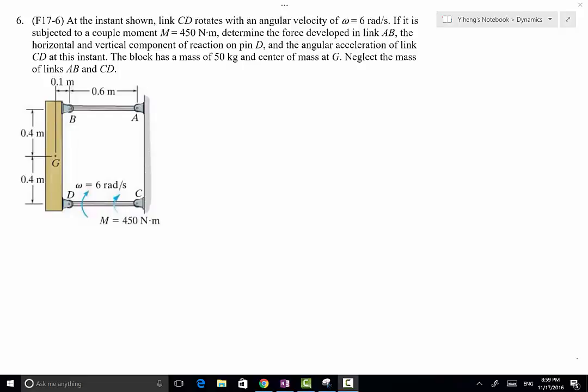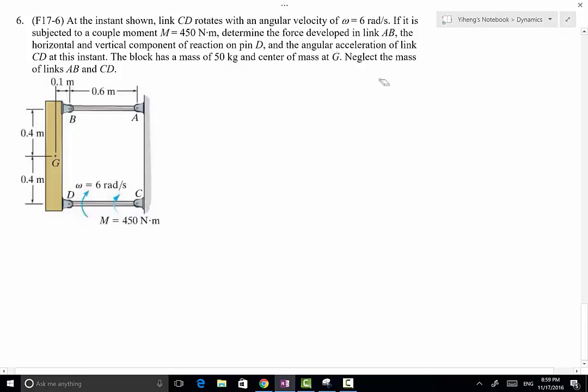Let's look at this problem. In this problem, we have this block right here. Its gravitational center is given. It is connected by pins to two links. These two links, AB and CD, are weightless. We can neglect their mass, which is very important.